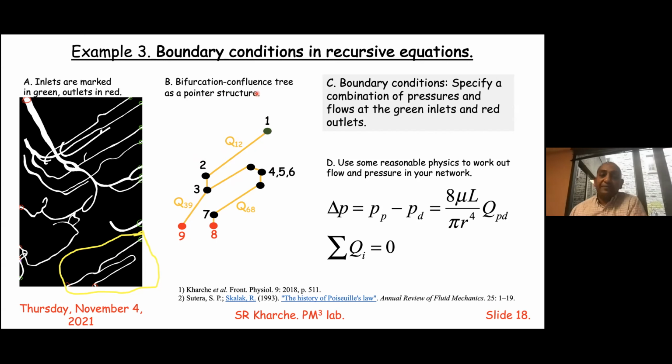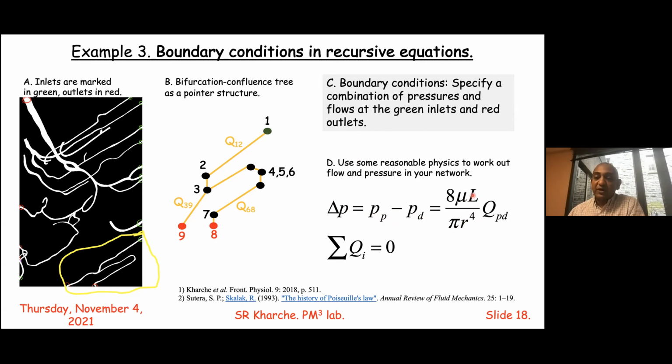And so to be able to work out these flows, we must have boundary conditions as explained in panels C and D, specifically in panel D, in that across any one given blood vessel, we have the drop in pressure, that is pressure at the proximal end minus the pressure at the distal end. So pressure at the proximal end minus pressure at the distal end is equal to some massive constant that depends on viscosity, that depends on the length of the tube, that depends on the radius of the tube.